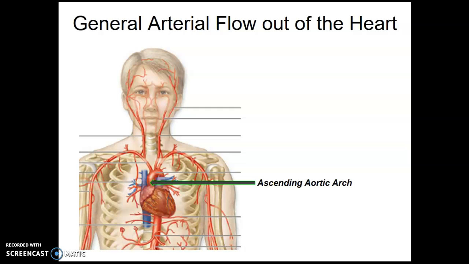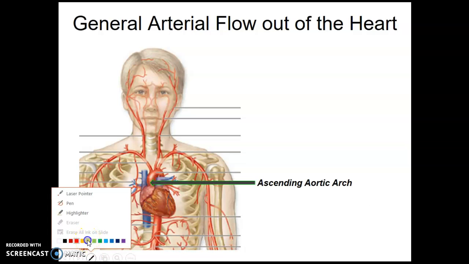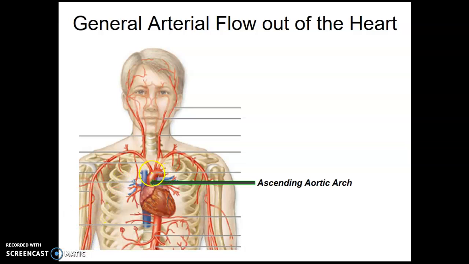So first, let's talk about how blood flows out of the heart. Blood leaves the heart through something called the ascending aortic arch. The ascending aortic arch. And you guys can see that right here. You can see there's the ascending aortic arch. It just leaves the heart through that big vessel. And remember, that's an elastic artery, right?